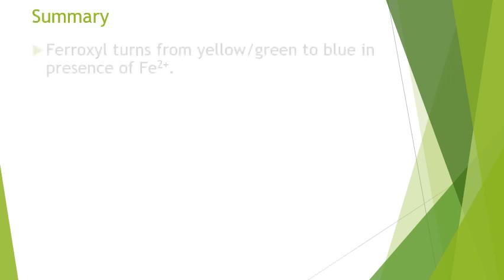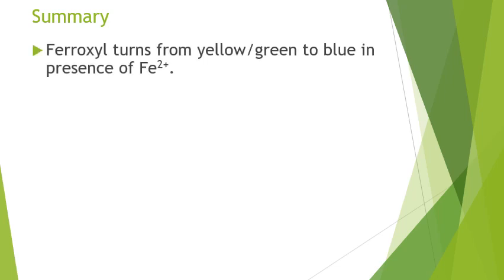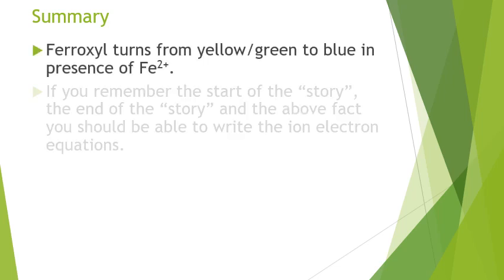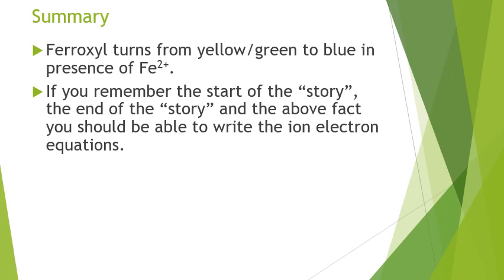So in summary, ferroxyl turns from yellow-green to blue in the presence of Fe2 plus. If you remember the start of the story, the end of the story, and the above fact, you should be able to write the ion electron equations for iron, which is at the start, changing into Fe3 plus, but going through that Fe2 plus intermediate.